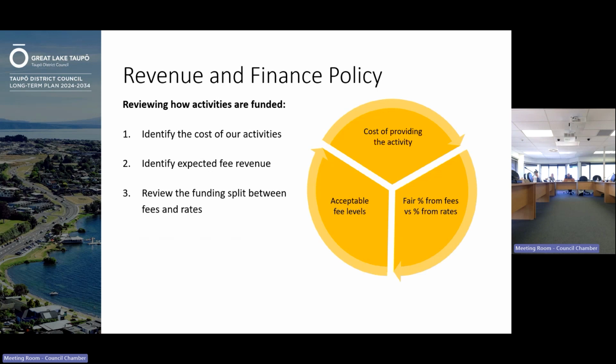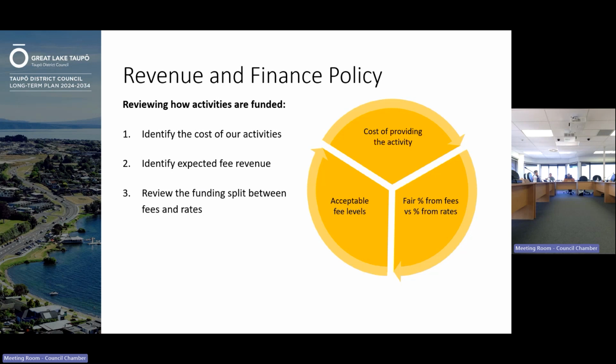So revenue and finance policy, again, we go through activity by activity, and for each activity, it really starts with what is the cost to council of providing the service. And we haven't done that activity yet. So we'll largely be talking about what our current policies are. There's an exercise to go through to see where our costs have changed and where we might have to change how we fund things because costs have changed. But you start with what does it cost to provide the activity?